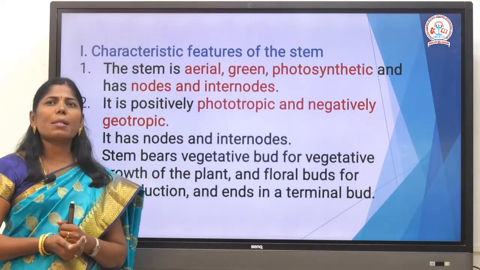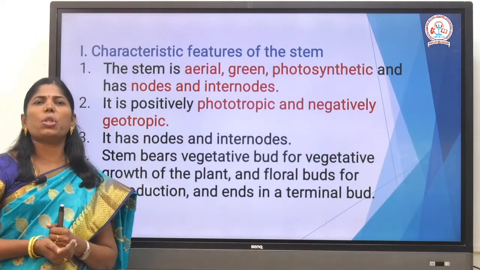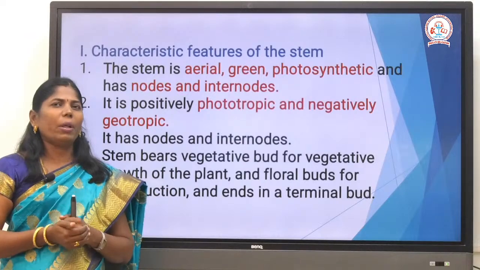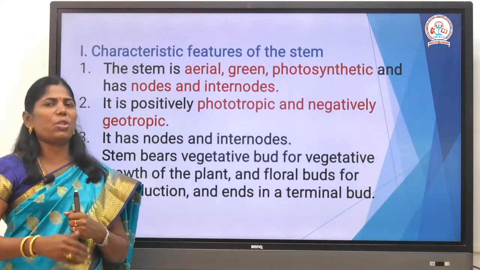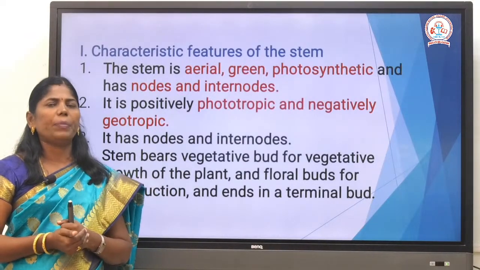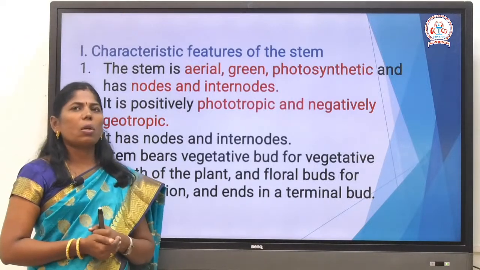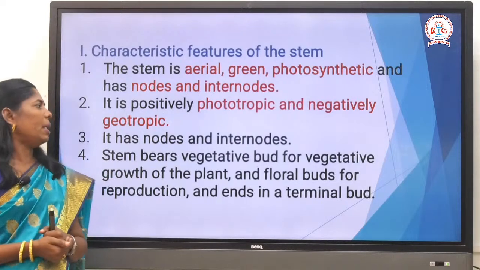It is positively phototropic and negatively geotropic. Positively phototropic means it grows towards the sunlight, okay. It does not grow towards gravity. Which one grows towards gravity? That is the root. The root grows towards gravity. Okay, so we already studied that there are nodes and internodes.